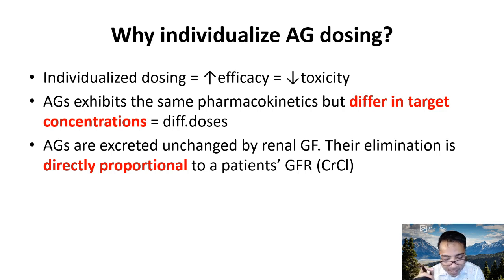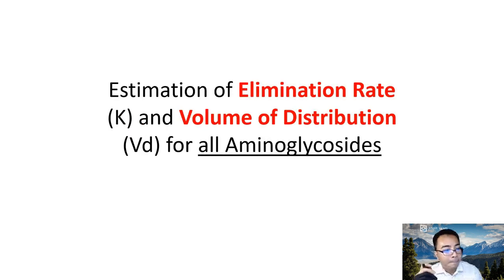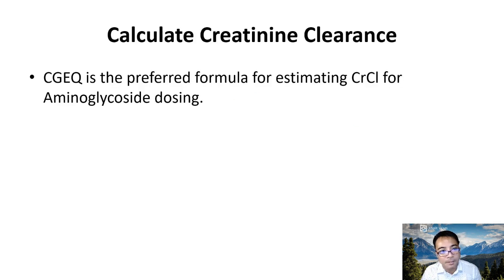Okay? So, kumbaga class, the thing with aminoglycosides is they are normally excreted by the kidney. So, very important ang role ng kidneys when we're computing for the dose. So, if the kidney is functioning well, we will just give the regular dose. If it's not, we have to adjust the dose. So, how do we estimate the elimination rate and volume distribution for all aminoglycosides? Pretty much similar lang naman.